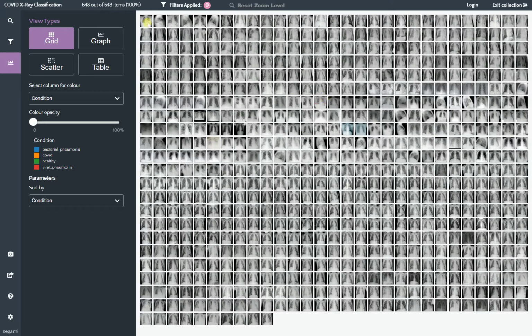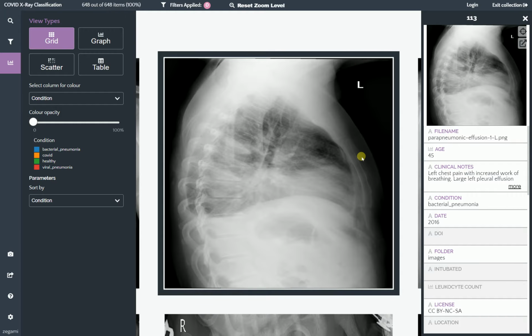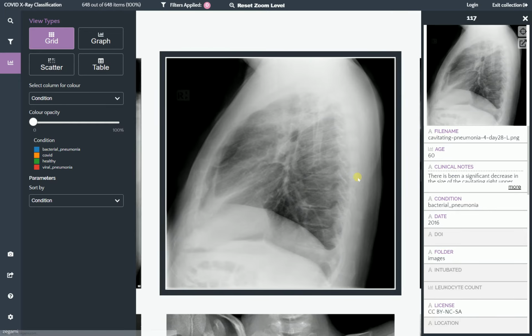One of the nice things we can do with Zegami is start looking at these images straight away, and you can see that some of these have patient notes. These are all anonymized data, of course, but they do have some details about the various conditions and some of the clinical notes, and this will be vital if we want to develop the model for more prognostic abilities down the line.